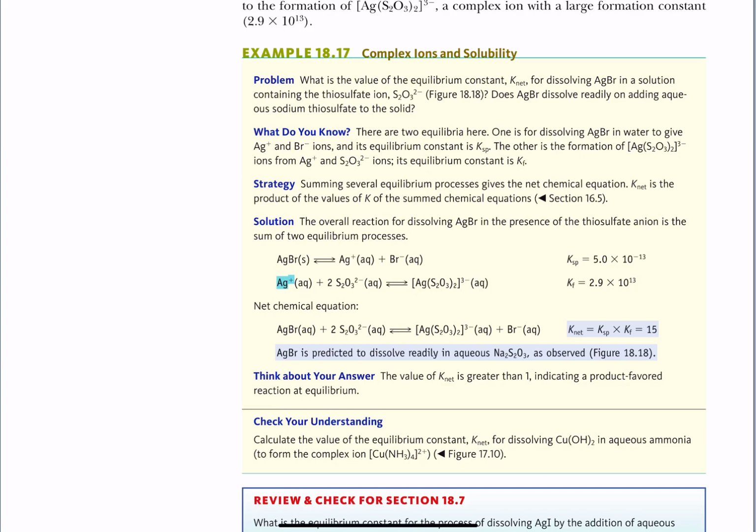Consequently, adding sodium or potassium thiosulfate to your silver bromide drives the reaction to the right. You multiply the two constants together to get your net constant, and you get a value that's over 1, not big time, but 10 to the 0 is certainly over 1, driving it to the right, improving the solubility of the silver.